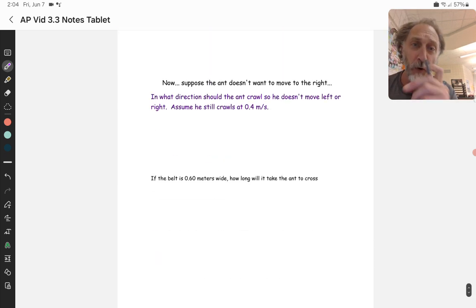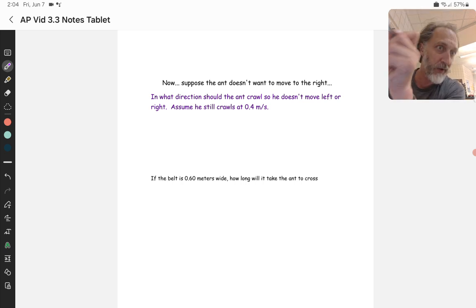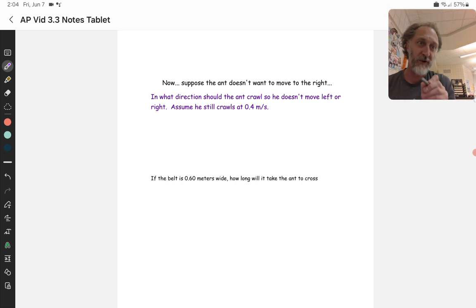Now suppose the ant doesn't want to move to the right. Suppose he wants to literally just go straight across, so that he's looking across that conveyor belt and sees the Twizzlers on the other side of the checkout lane, and he wants to go straight towards the Twizzlers. He doesn't want to get carried down along with the belt. So, in what direction should the ant crawl so he doesn't move left or right?